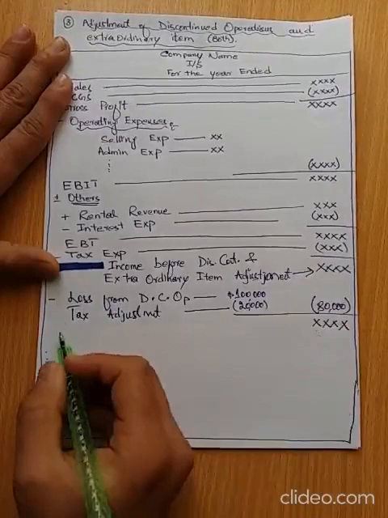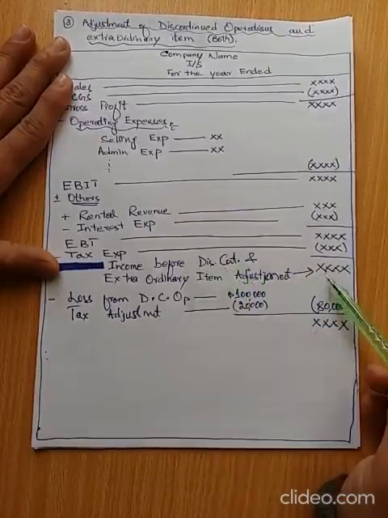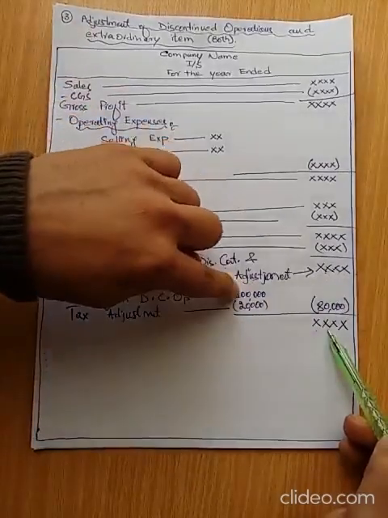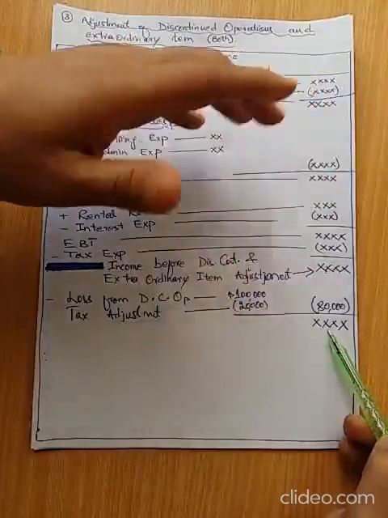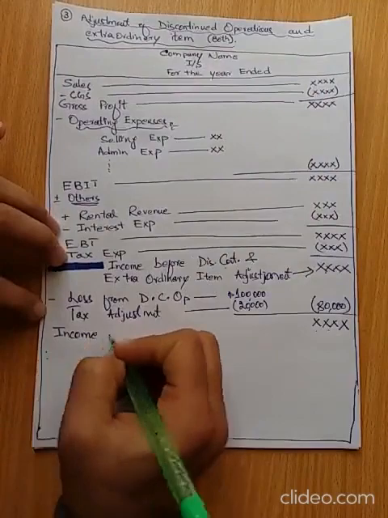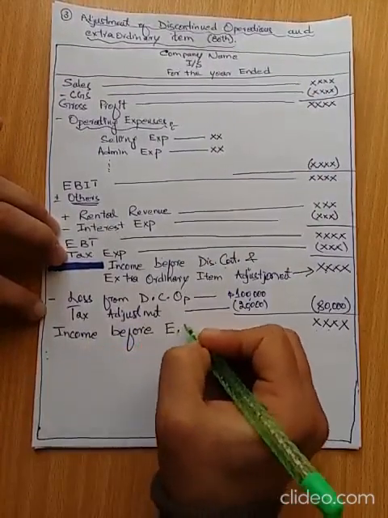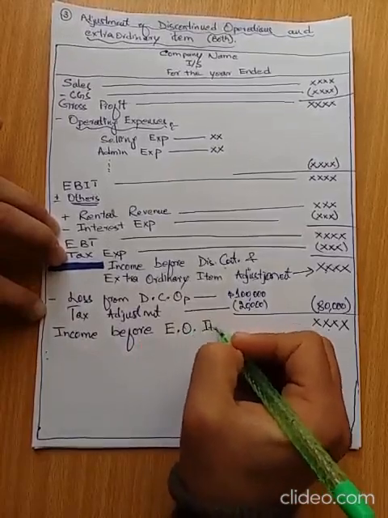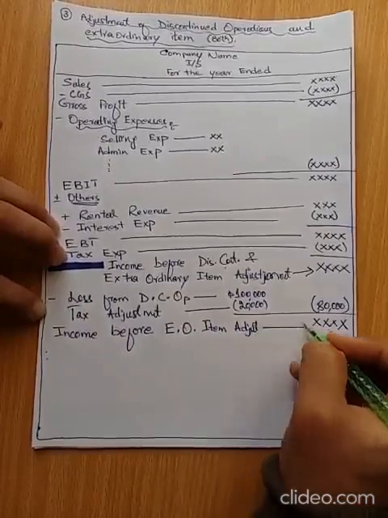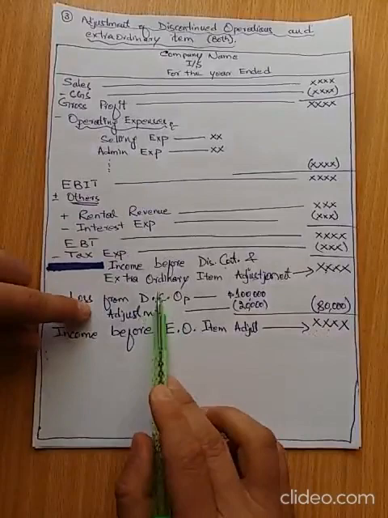Now if you can see here, both of the discontinued and extraordinary were not adjusted. But now at this point, one thing is adjusted, which is discontinued is gone. It is adjusted actually. So this time I'm going to write here income before extraordinary item adjustment. Okay, so if you see, I deleted one name, discontinued, from here because it is already adjusted here.